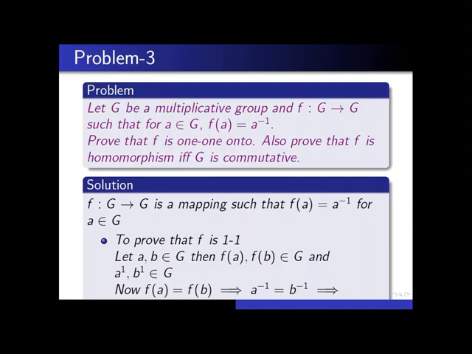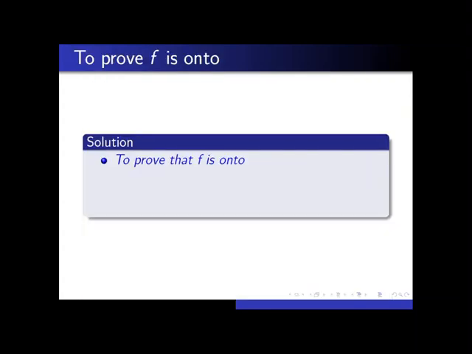So if a inverse is equal to b inverse, if we take the inverse of both sides, a inverse whole inverse, b inverse whole inverse. a inverse whole inverse is a, b inverse whole inverse is b. So a is equal to b. Simply we get a is equal to b. f of a equals f of b implies a is equal to b, which means f is 1-1.